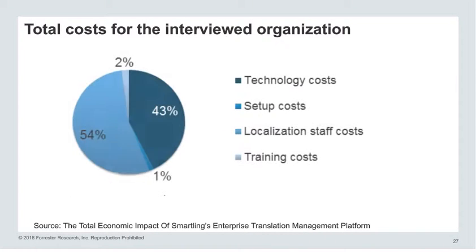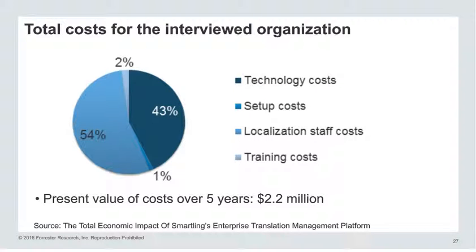the technology cost for the translation management solution represents 43% of the total costs. The setup costs cover the internal and external resources for the initial setup and integration of the technology and represent 1% of the total cost. The localization staff cost forms the largest part and represents 54% of the total cost for the interviewed organization. They take into account the core localization team of 3 full-time resources that I mentioned earlier. And finally, the training costs represent 2% of the total cost. In total, we look at an investment of $2.2 million over the 5 years.